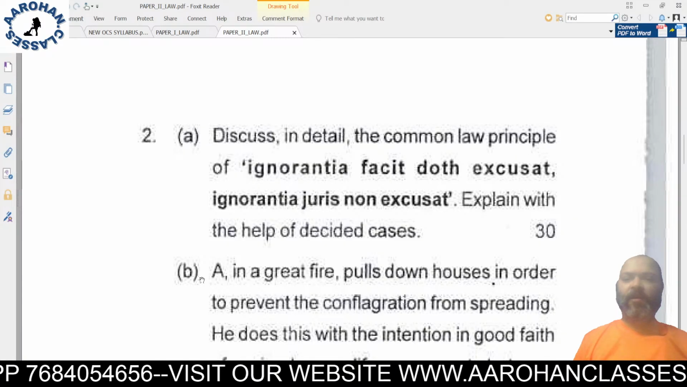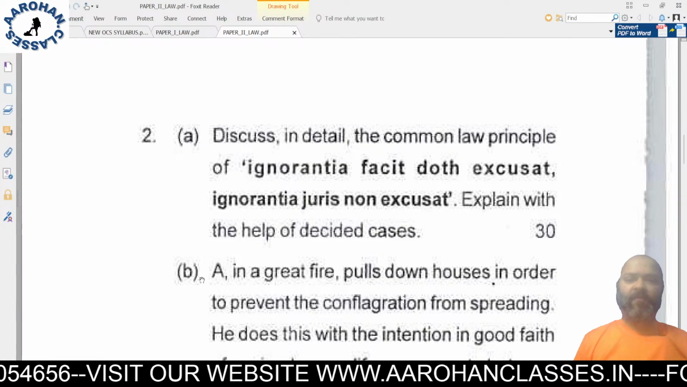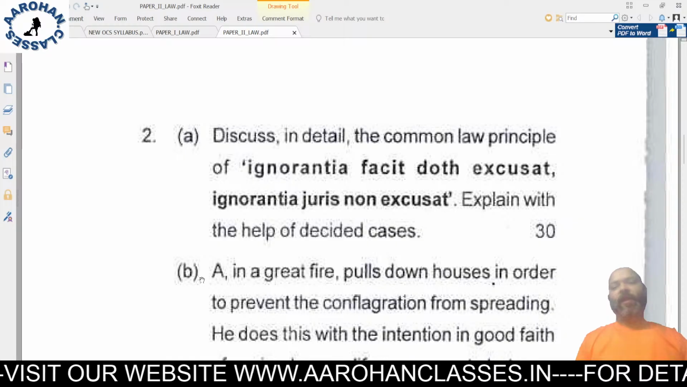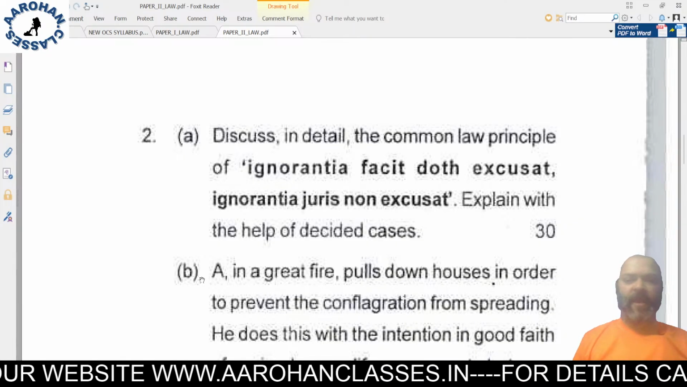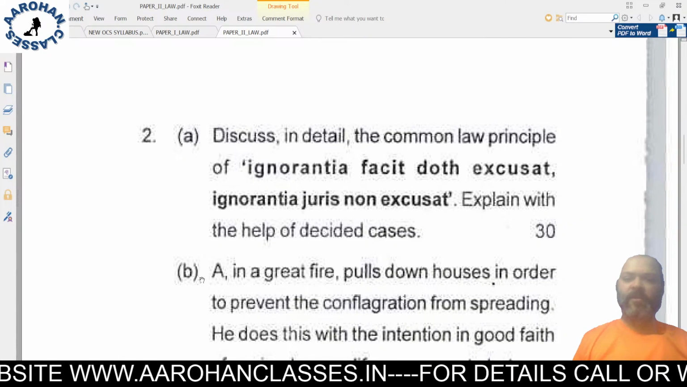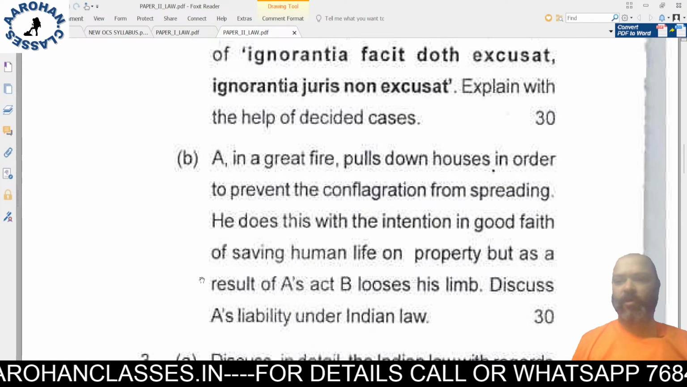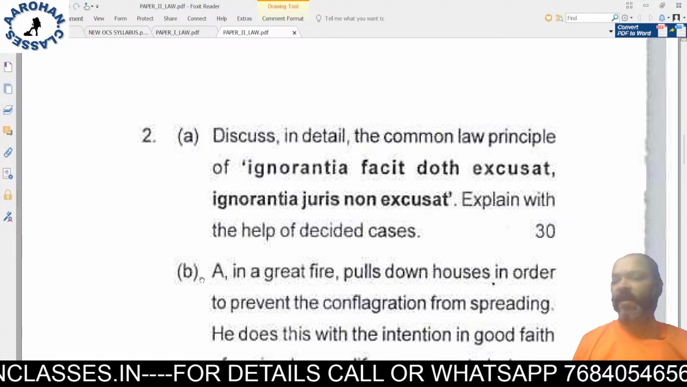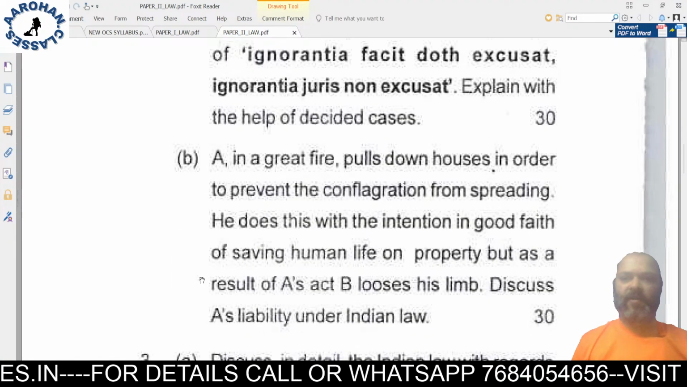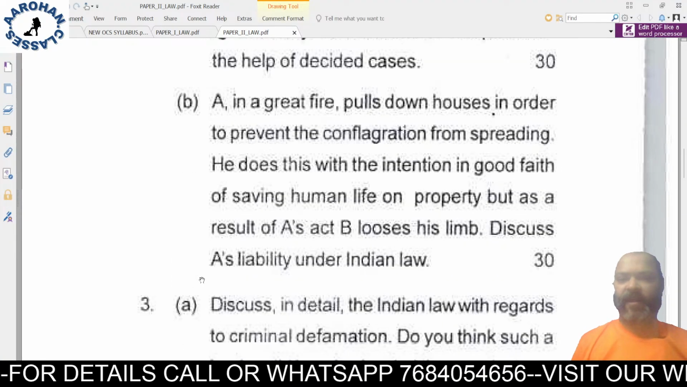Discuss in detail the common law principle of ignorantia facti doth excusat, ignorantia juris non excusat. So, ignorance of fact and ignorance of law, right? Explain with help of decided cases.